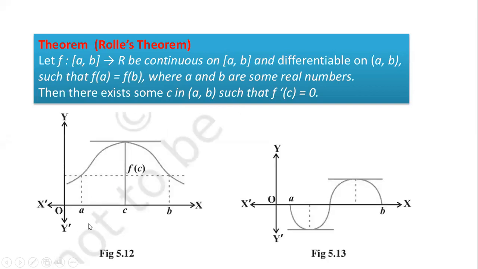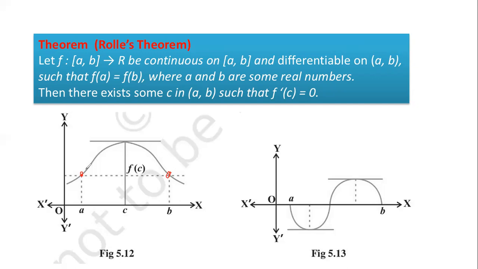Suppose we have figures 5.12 and 5.13. There is a graph in the Cartesian plane. This is the graph of f. We take two points a and b on the x-axis and the corresponding values of y for a and b. As you can see here, this and this are the same. The value of f(a) is this, and the value of f(b) is this, and both values are the same because they are the same value on the y-axis.